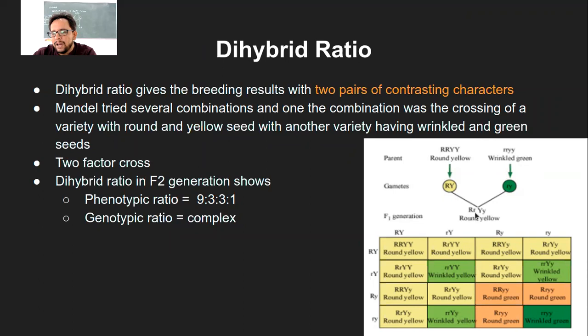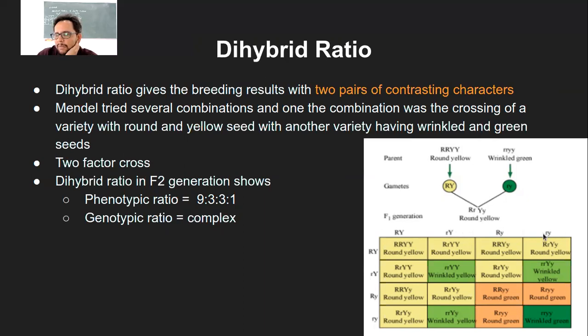So capital R, small r, capital Y, small y, crossed with the same individual, which can be of the same genotype or a self-pollination. That way, you actually get 4 gametes. Now, how 4 gametes? Look here, that capital R can fuse with capital Y, so that is one gamete. Then small r can fuse with capital Y, that is another gamete. Then capital R can fuse with small y, that is the third gamete. And small r can fuse with small y, that is the fourth gamete.